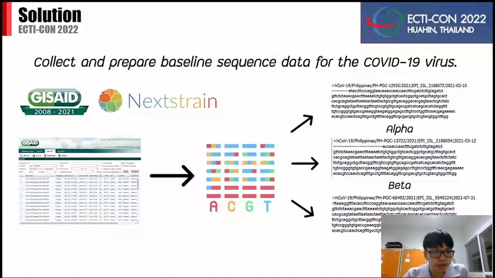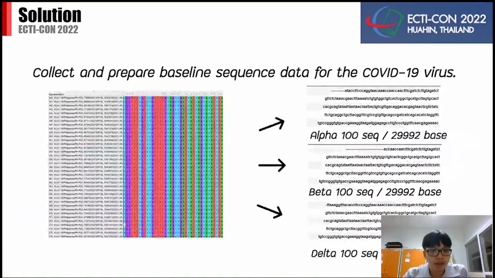Next is the preparation of the datasets. Initially, we will collect the sequence dataset for all three strains of COVID-19, Alpha, Beta, and Delta of the Philippines from the GISAID and NextGen site. Next, the dataset is aligned so that all bases are at the same site, and when the alignment is complete, a total of 300 sequences of data will be obtained, divided into the Alpha, Beta, and Delta, 100 sequences each, with a size of 29,992 bases.